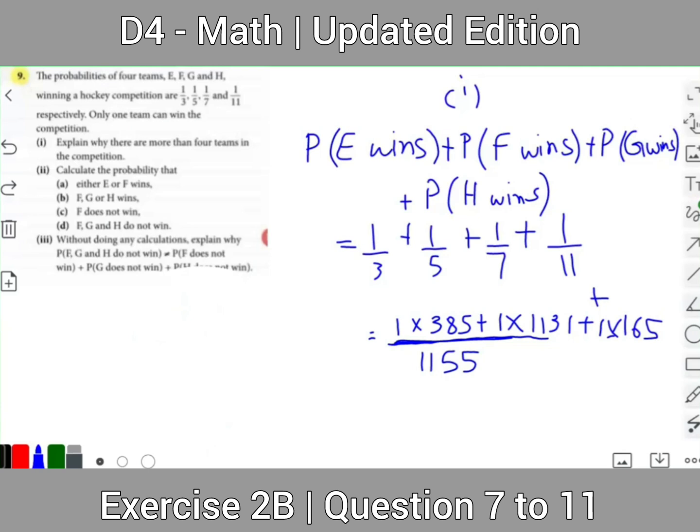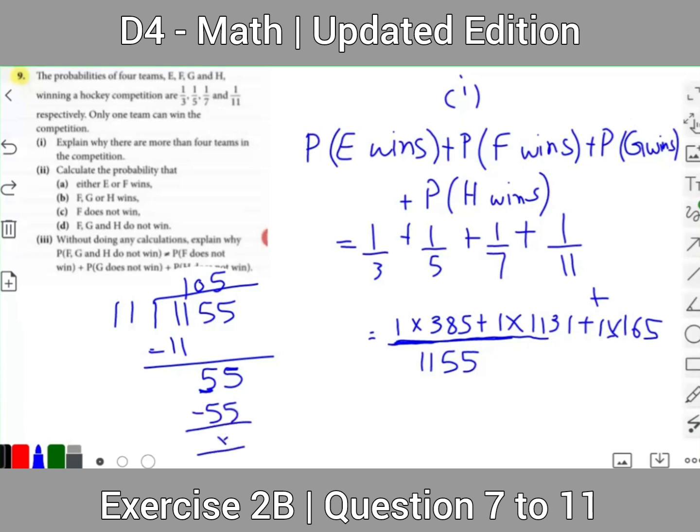Here we have 11. 11 on the 11. Now here we have 0 just because we have take two values down at a time. And 11 5 is 55. So here we have 1 multiply 105. Now we will add all these numbers.